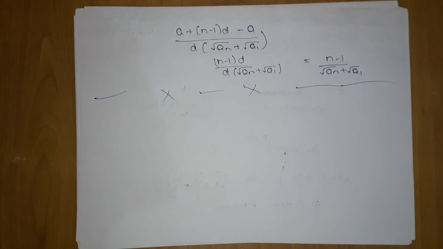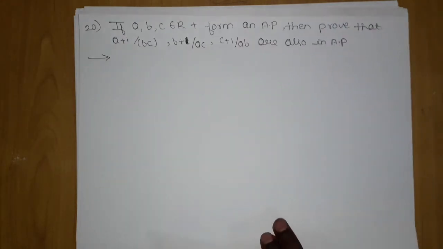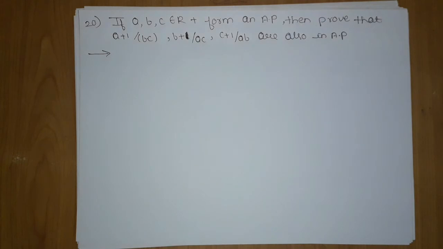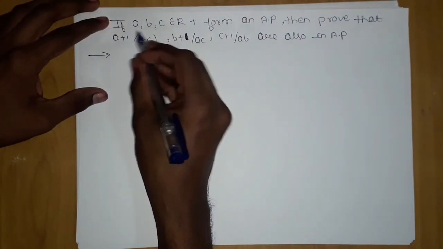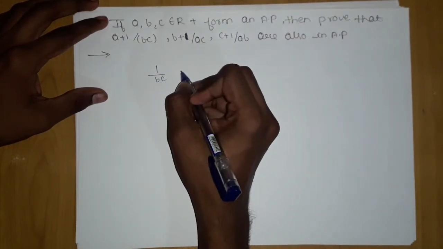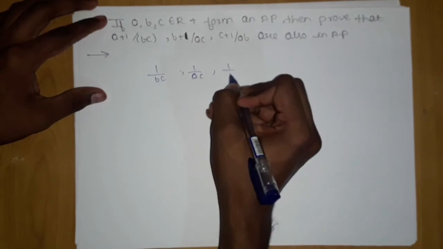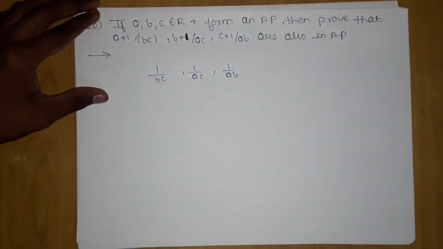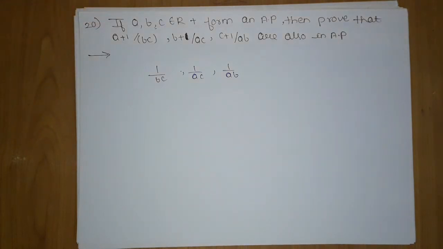Now let's move on to question number 20. The question number 20 is: if a, b, c belonging to R plus, the positive real numbers, form an AP, then prove that a plus 1 upon bc, b plus 1 upon ac, c plus 1 upon ab are also in AP. Now it is in AP: a, b, c. Now if I divide throughout by abc, I get 1 upon bc, 1 upon ac, 1 upon ab. Now we want a plus 1 upon bc, b plus 1 upon ac, c plus 1 upon ab.